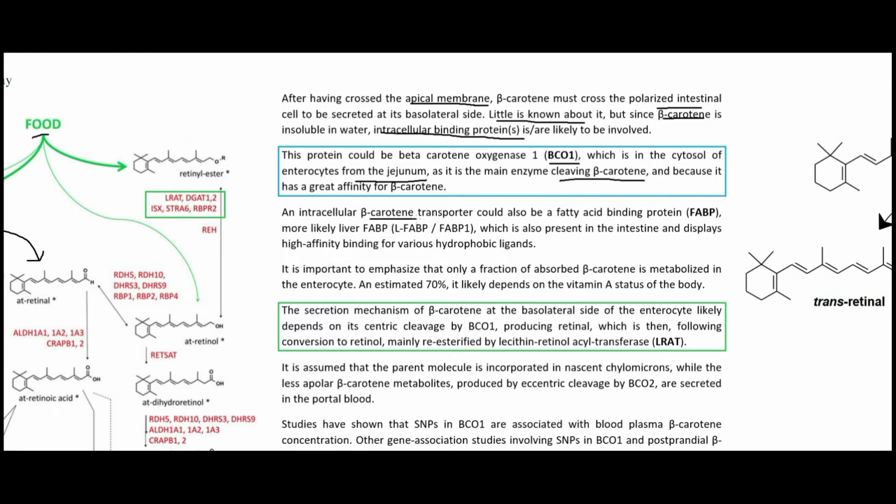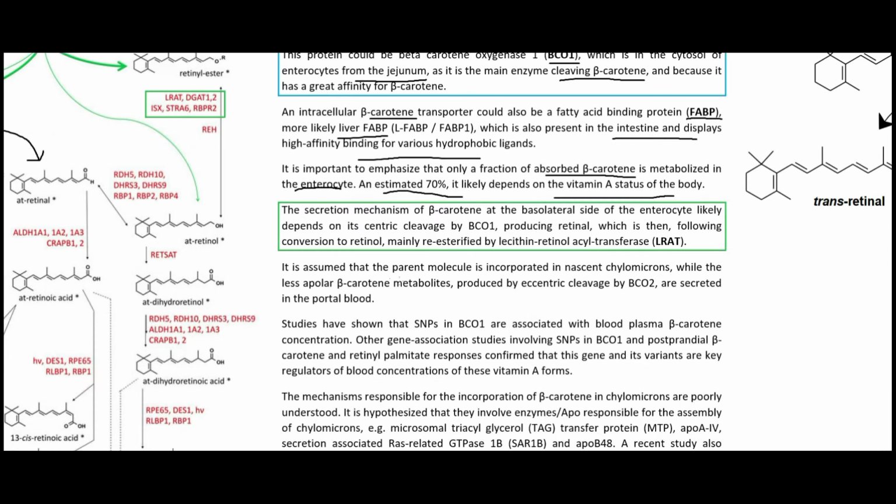So an intracellular beta carotene transporter could also be this fatty acid binding protein, this FABP, more likely the liver FABP here, which is also present in the intestine and displays a high affinity for the hydrophobic ligands. So it's also important to emphasize that only a fraction of the absorbed beta carotene is metabolized in the enterocyte. So they mean like cleaved in half or having those eccentric cleavages going on in the enterocyte. So an estimated 70%, it likely depends on the vitamin A status of the body.